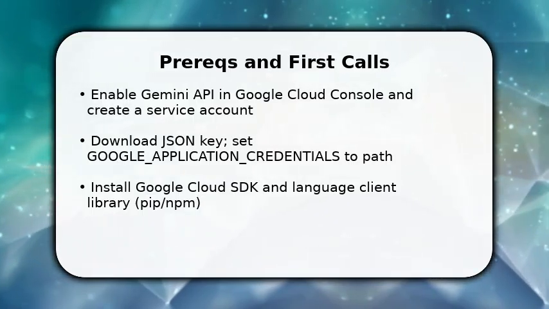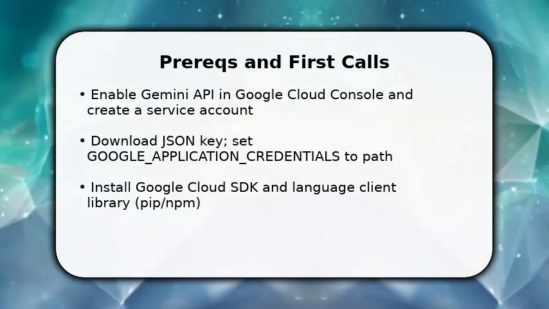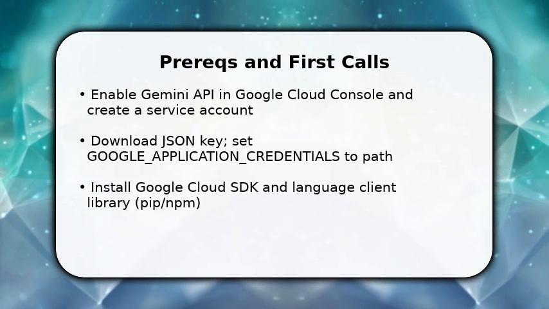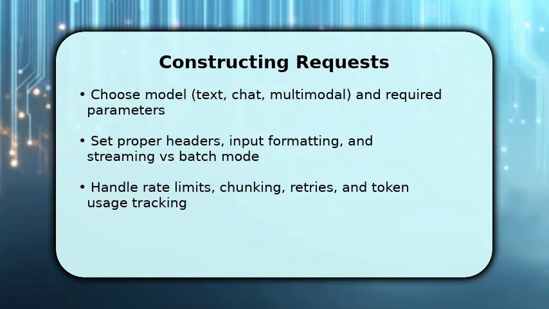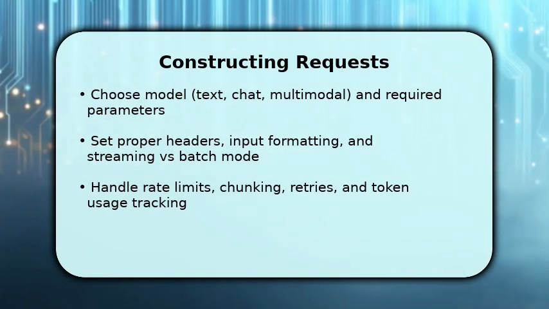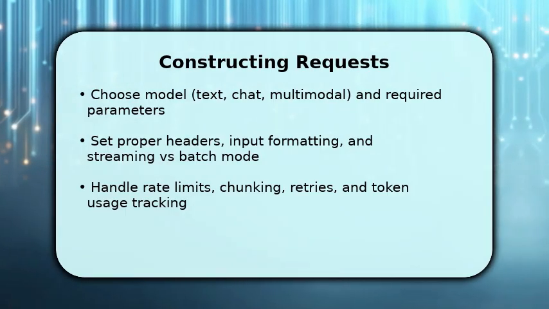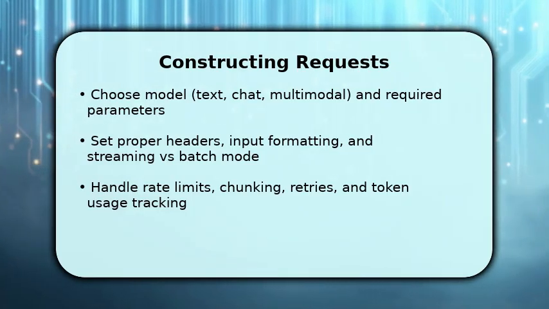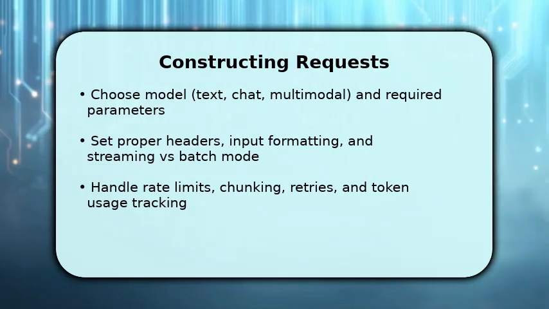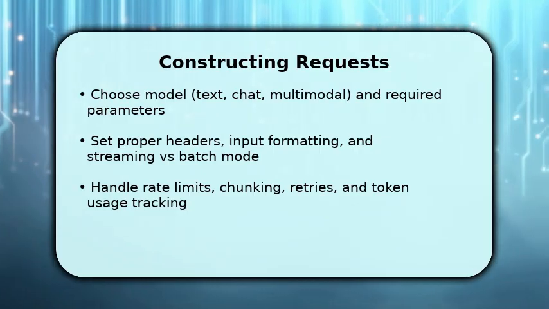Make a simple test call to list models to confirm connectivity and credentials, and note the model names you'll use for subsequent requests. You must build requests that match the model type and usage pattern. Choose text, chat, or multimodal and set temperature, max tokens, and context. Once done, format inputs as JSON with prompts, messages, or embedded content, and decide streaming versus batch responses. Streaming reduces latency for long outputs.